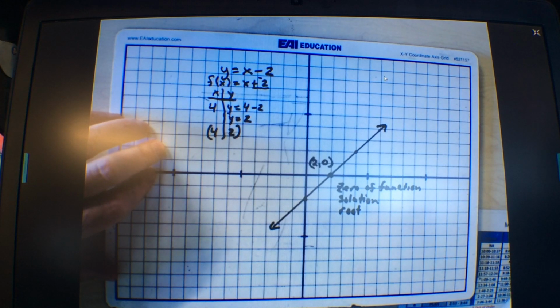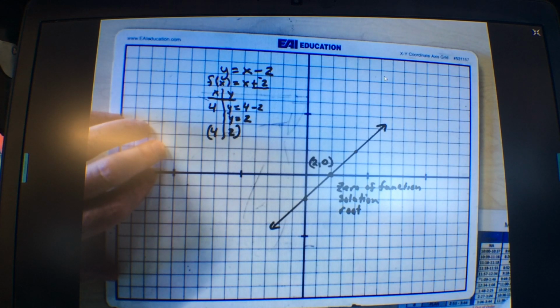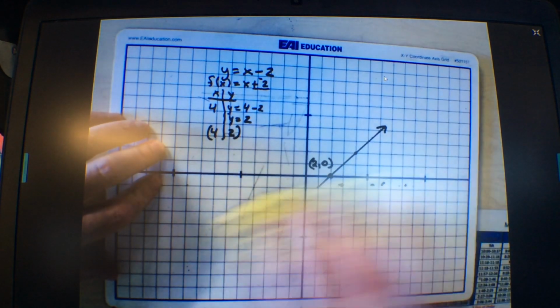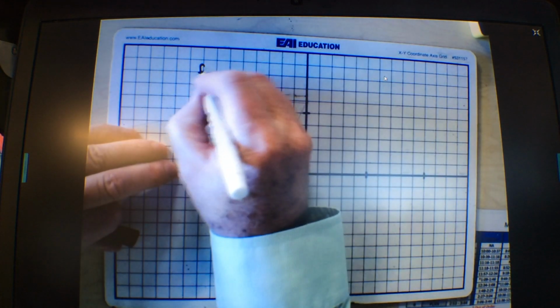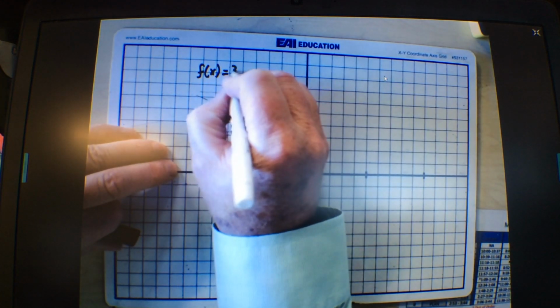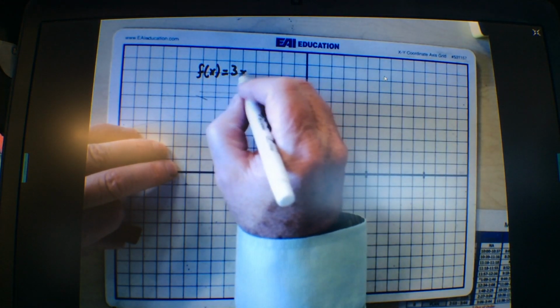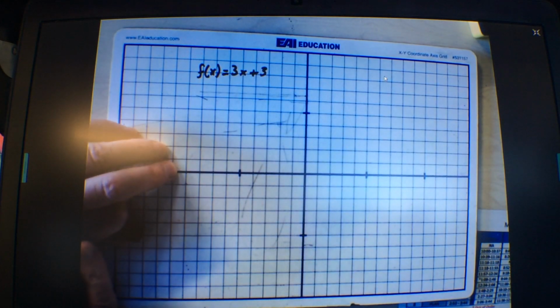So that's how we solve for a 0 by graphing. Does everybody understand that? All right, we're going to do another one because you might not understand that. Let me give you a new function. f of x equals 3x plus 3.